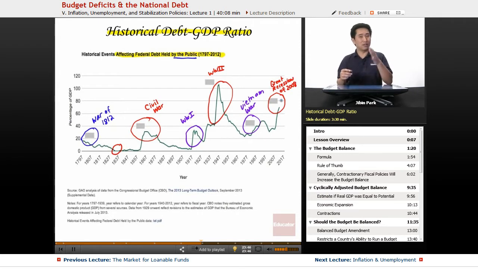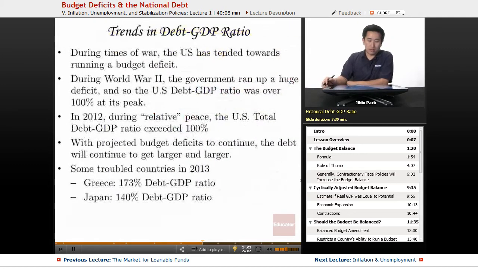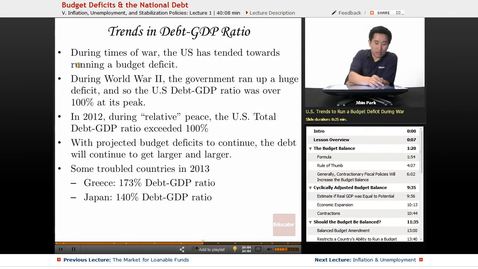It's not necessarily the debt that is going up, but the debt to GDP. So yes, the nominal value is going up. That might be an issue, but when the debt to GDP ratio is going up with no real end in sight, that becomes a problem. So what are the trends that we talked about? Again, during times of war, the U.S. has trended towards running a budget deficit rather than a surplus.